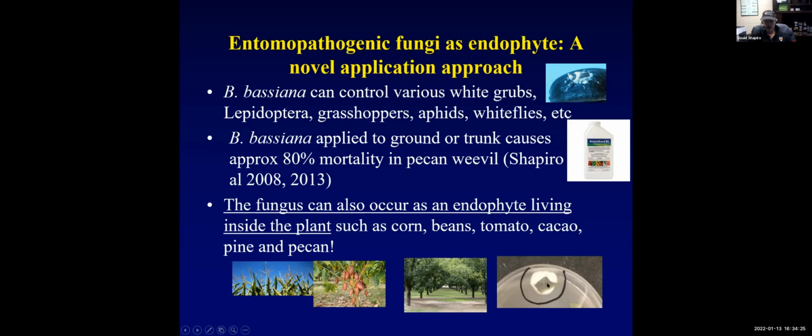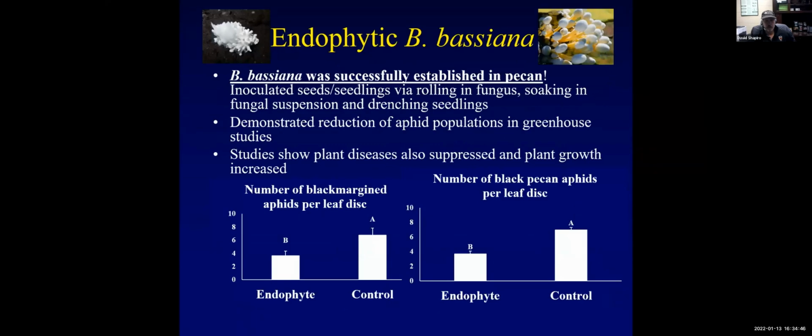This is a leaf part from the pecan seedling that had the fungus in it, and you could see the fungus starting to grow out on an agar media. So if you have this fungus living inside the plant, it can give protection to that plant against insect attack. And that's what we saw in pecan against some of the pecan aphids, the black pecan aphid and black margin, that the endophyte plants had lower populations of the aphids in greenhouse tests.